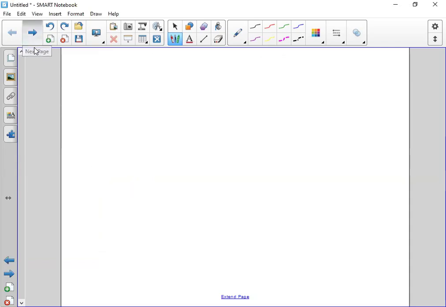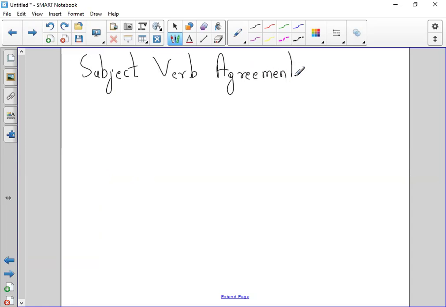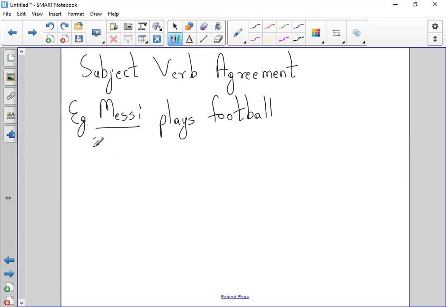Here, I can explain this with the help of subject verb agreement. Subject means the thing that we are talking about. A person, thing, or place that we are talking about, that will be our subject. And verb is the action of that particular thing or person. Like here, for example, we can say that Messi plays football. So here, Messi is our subject. It is singular.